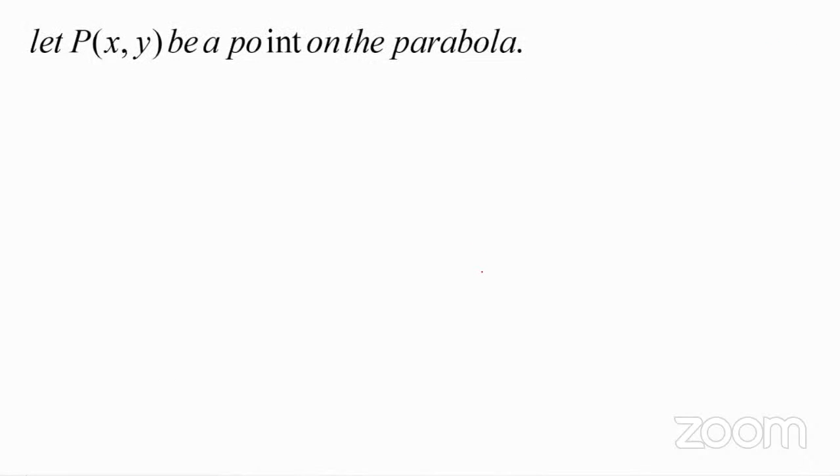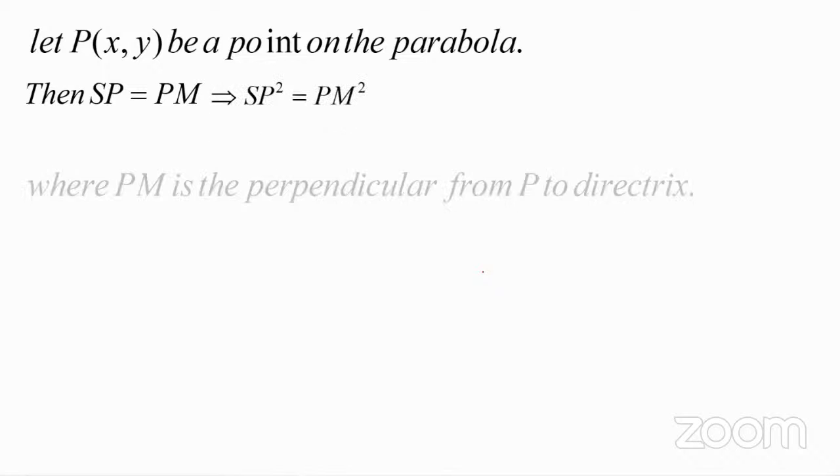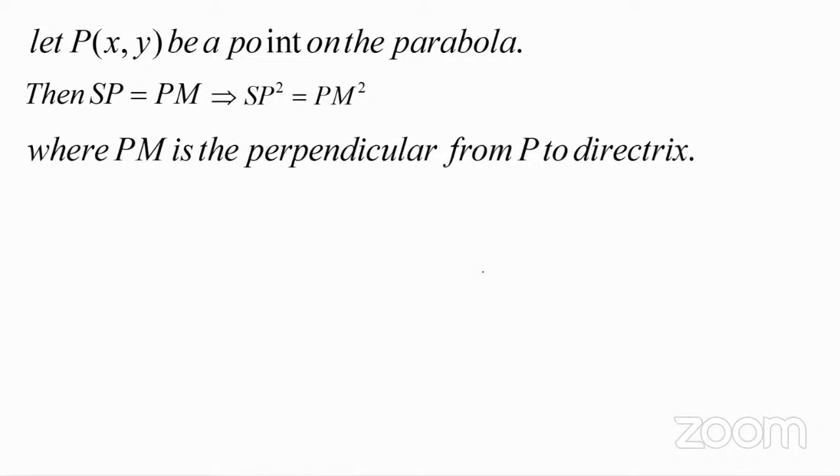Then let a point P(x, y) lie on the parabola. We know the condition of the conic section, SP/PM equal to e, and for a parabola e equal to 1. Then I will get SP equal to PM. Squaring on both sides, you will get SP squared equal to PM squared, where PM is the perpendicular distance from P to the directrix. P is (x, y) and the directrix line is x plus y equal to 0, which is equation number 1.